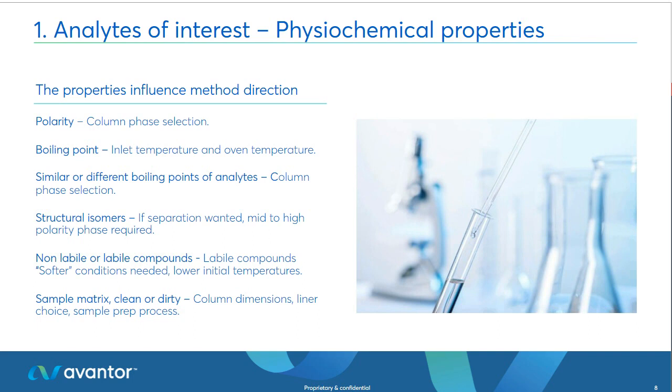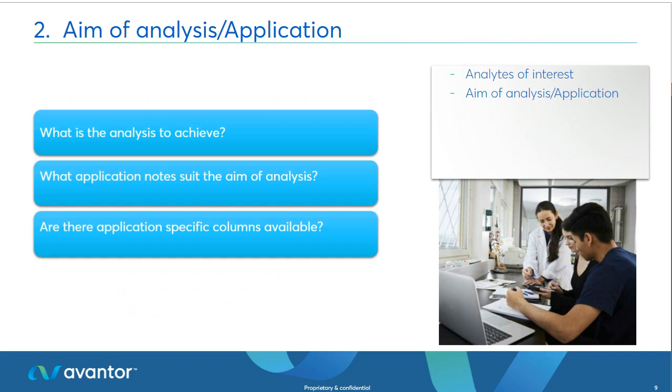If the sample is non-labile or labile, labile compounds need softer conditions, lower initial temperatures. Then if the sample matrix is clean or dirty, this can influence column dimensions, liner choice, and sample prep process. So then when we have a look at the aim of the analysis or the application type, what are we trying to achieve in the analysis, what application notes actually suit what you're trying to achieve, and are there any application-specific columns available out there?